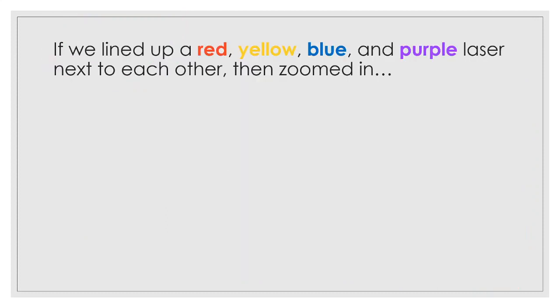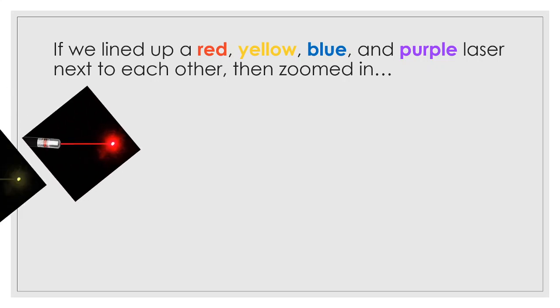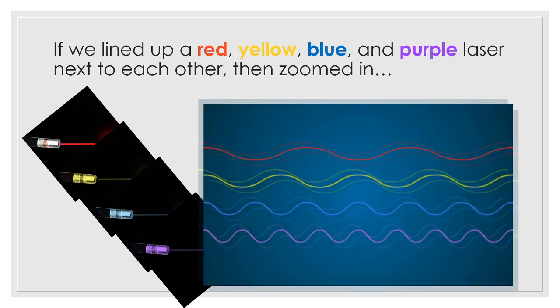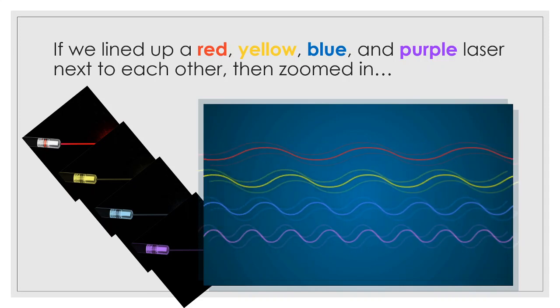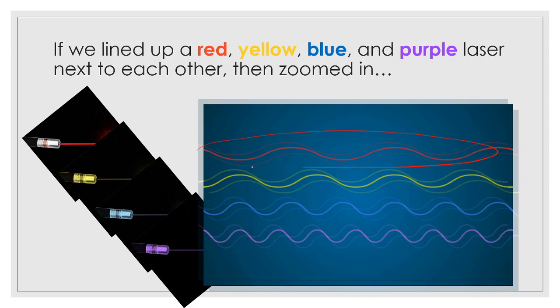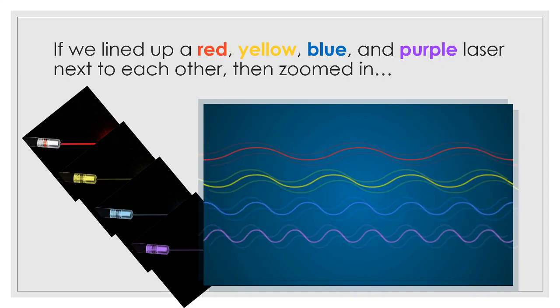So, turning back to our laser pointer question, if we lined up a red, yellow, blue, and purple laser pointer next to each other, and then zoomed in again, what would we see? Well, let's line them up. We got our red, yellow, our blue, our purple, and we're going to see what their light looks like. When we zoom in super close, it looks like this. You'll notice that we have separate waves going on for each laser. So we have our red light up here, our yellow, our blue, and our purple laser beams.